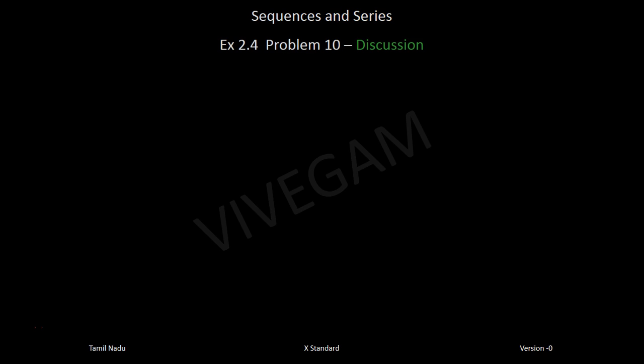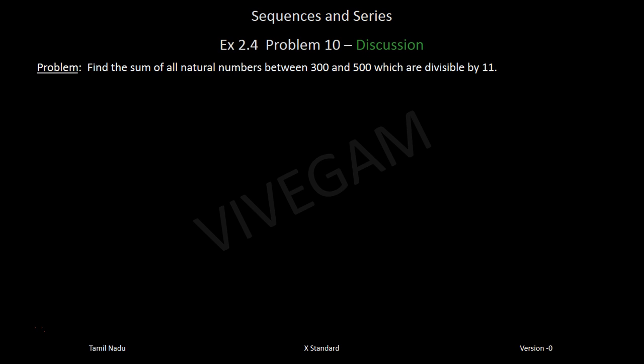Okay, exercise 2.4, problem 10, discussion. Let's read the problem. Find the sum of all natural numbers between 300 and 500 which are divisible by 11. Let's mark. So natural numbers, find the sum, between 300 and 500, divisible by 11.